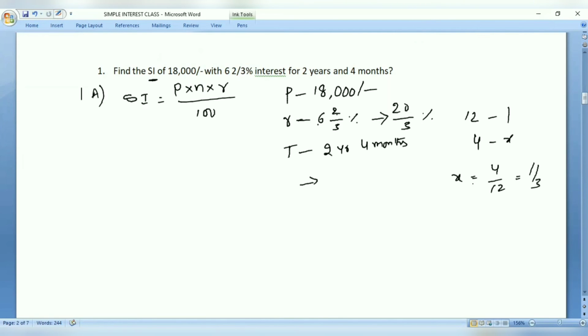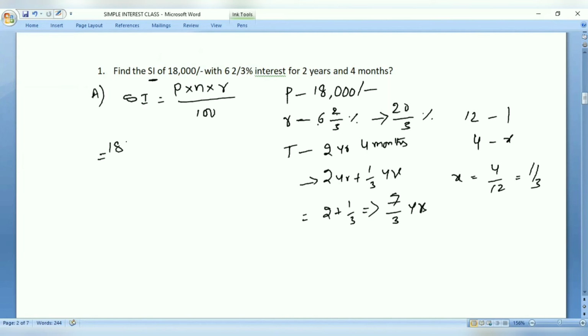That is equal to 1/3 of the year. So 2 years plus 1/3 year. So what is the meaning? 2 plus 1/3, on LCM, becomes 7/3 years. Now we have got every value.